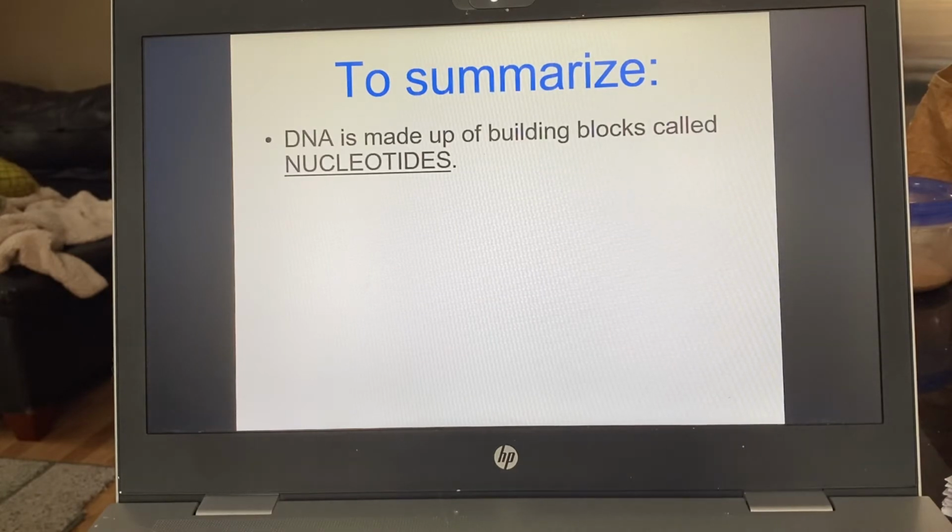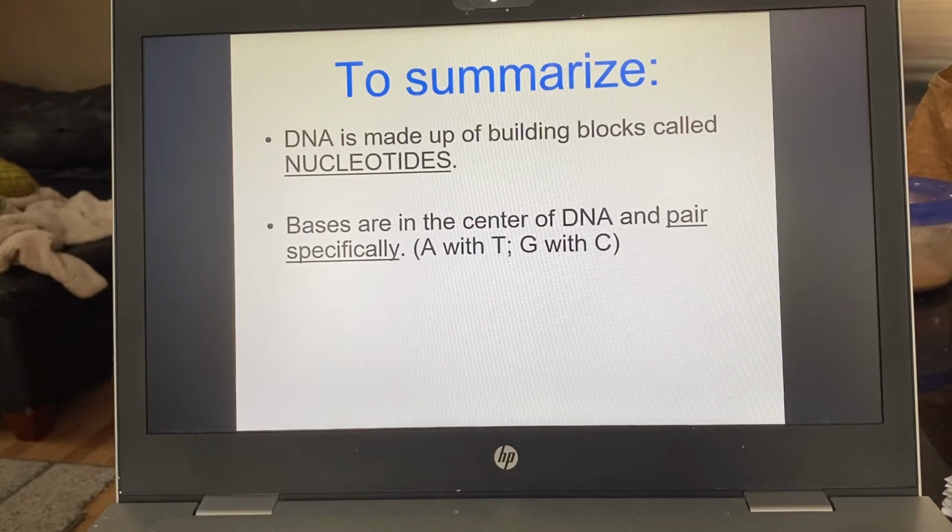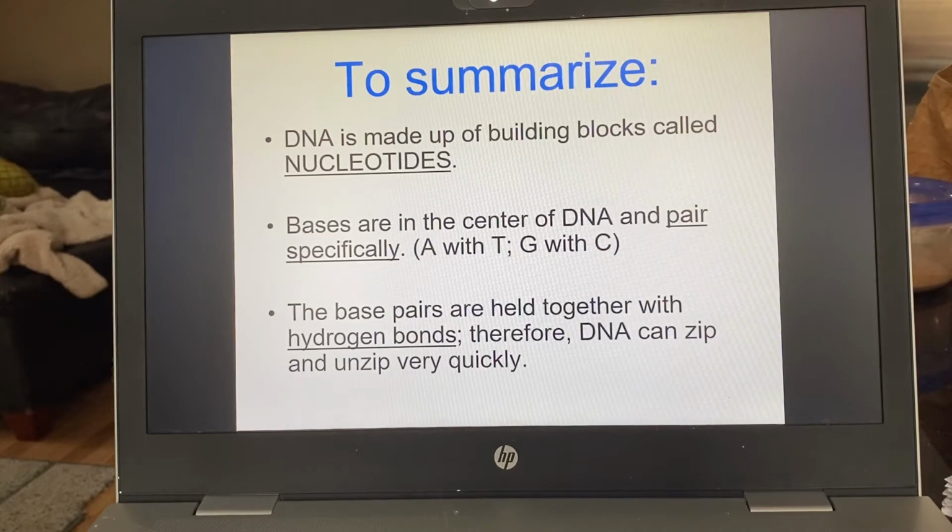So to summarize, DNA is made up of building blocks called nucleotides. The bases are in the center of the DNA and they pair specifically. So A always pairs with T, G always pairs with C. And the base pairs are held together with hydrogen bonds. And because those are very weak interactions, the DNA can basically zip and unzip very quickly. And you'll find out when I talk about these processes that this is absolutely critical to the function of DNA.